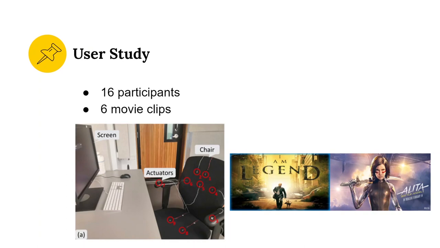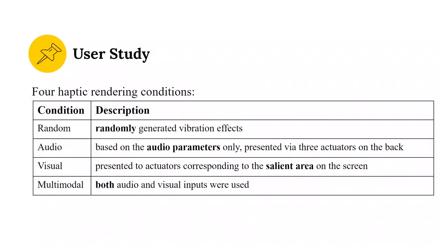We conducted a user study with 16 participants to evaluate the effectiveness of our haptic rendering algorithm. This study used 6 short clips, ranging from sci-fi to action, cartoon, family comedy, and horror movies. The participants sat on the chair in front of a monitor to watch the 6 movie clips with different renderings of haptic effects. Here are the 4 haptic rendering conditions we used in the study: random, audio, visual, and multimodal.